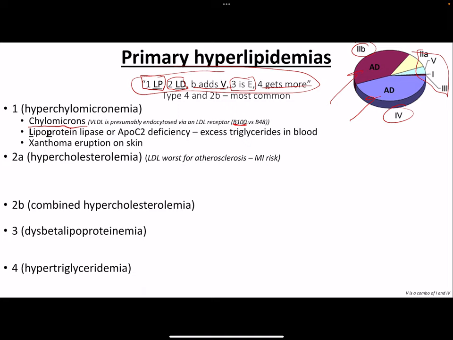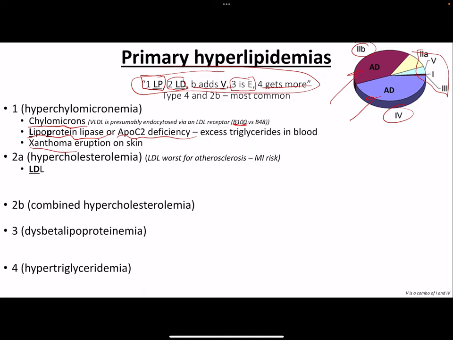And again, that should make sense, though. They cannot be broken down, so they're not going to become chylomicron remnants, they just hang around. If you have too much lipid in the blood, too much fat can deposit in the skin and give you xanthoma. So you'll get a xanthoma specifically in the skin in this case. Spoiler.